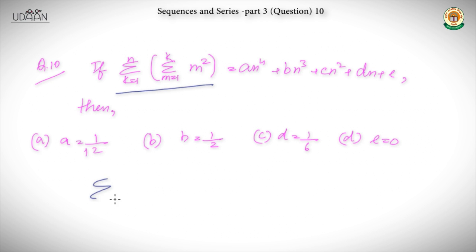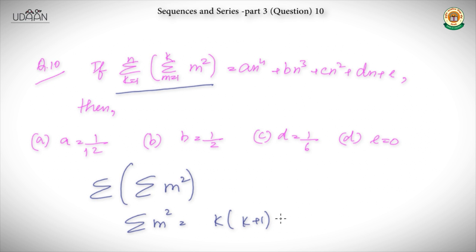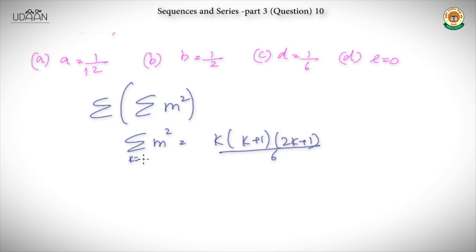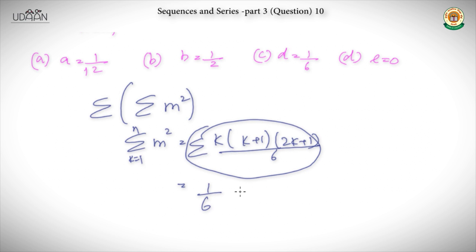So this is sigma m square, and we know that sigma m square is clearly k into k plus 1 into 2k plus 1 by 6. For k equal to 1 to n, sigma here. Now this seems to be a difficult thing, but we don't really have to do much. We just have to open the bracket, and then since the highest degree is cube, we can actually sum all of them. We know the formula for summation of all of these.